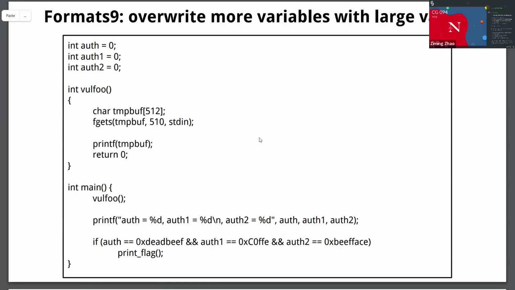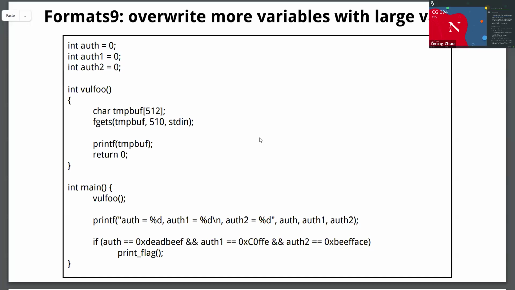This one is actually similar, except that we have 3 large numbers: dead beef, coffee, beef face. But you can use the same approach, just override those 3. But the number is much bigger than that 0.8 thing.